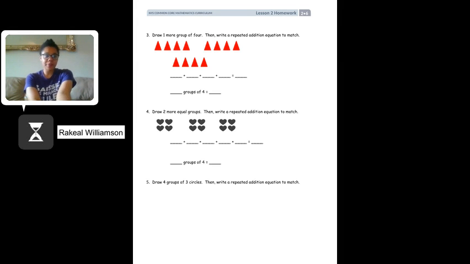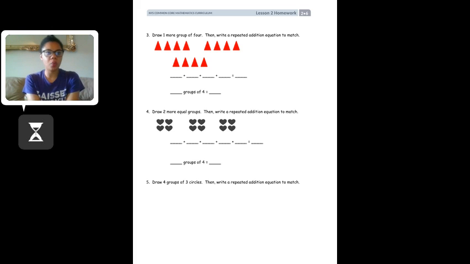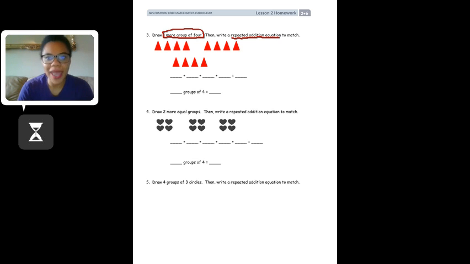Okay, guys, let's finish up our homework on number 3. It says, let's draw one more group of 4. So I know I'm going to be working with one more group of 4. I'm going to have to add an additional group of 4. Then I'm going to write a repeated addition equation to match it.